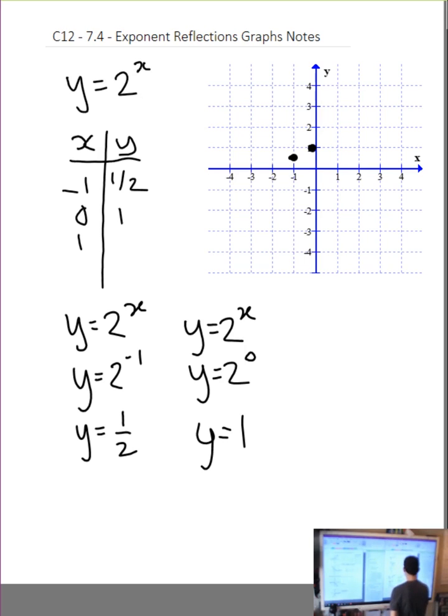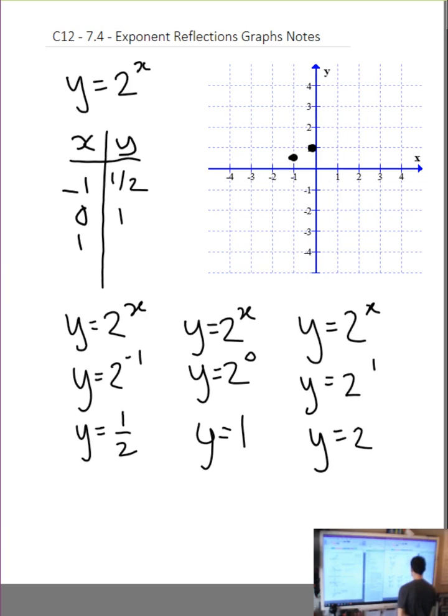So now y equals 2 to the x again. This time I'm going to put 1 into the equation, 2 to the 1. 2 to the 1 is 2. I can put that value in the table, and I can put that point on the graph. Feel free to also use your graphing calculator.